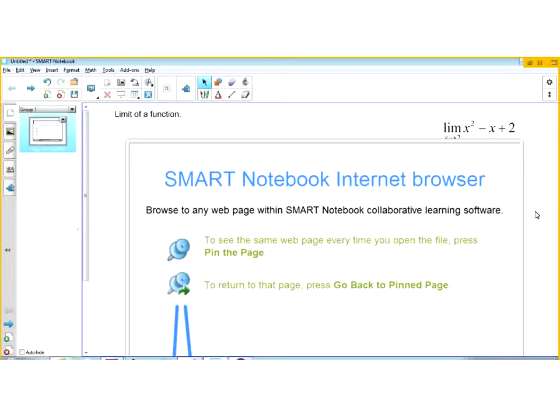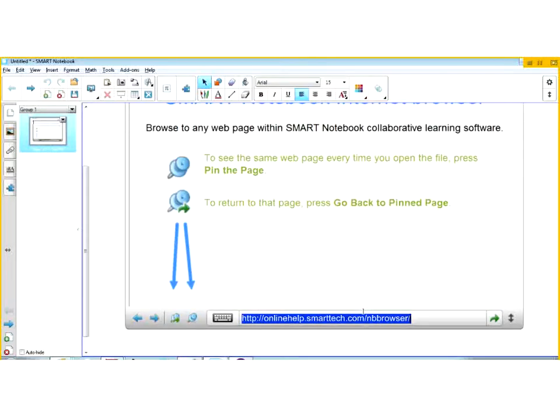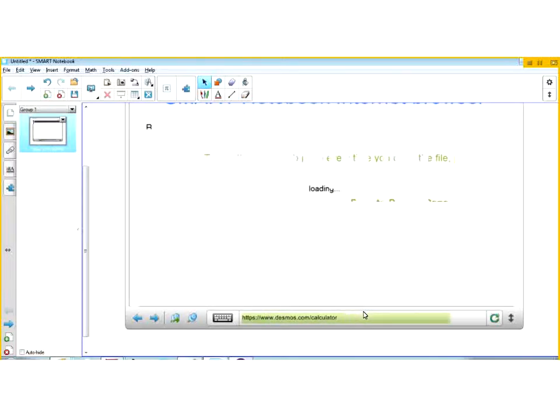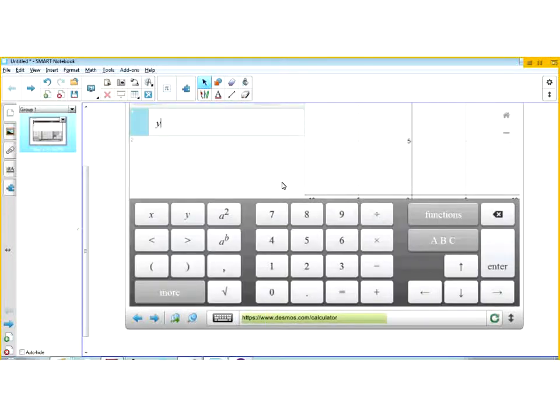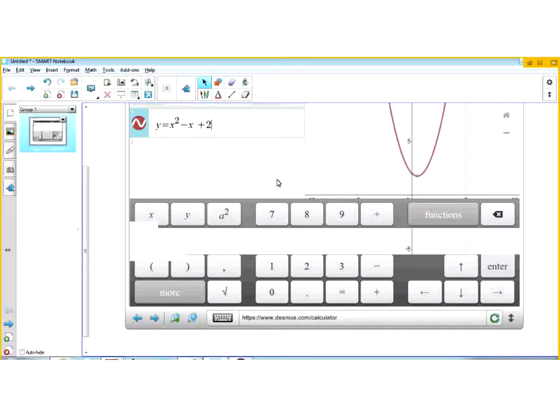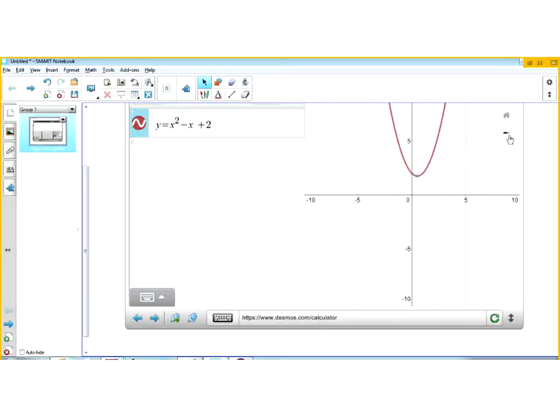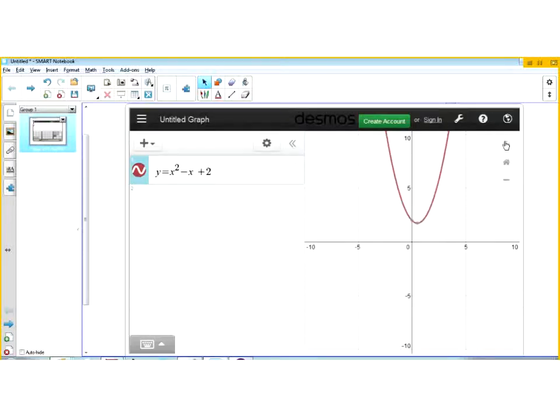Let me pull up the graphing calculator. So we have y equals x squared minus x plus 2. It's this parabolic looking shape, and we want to know what happens to this function as x approaches 2.